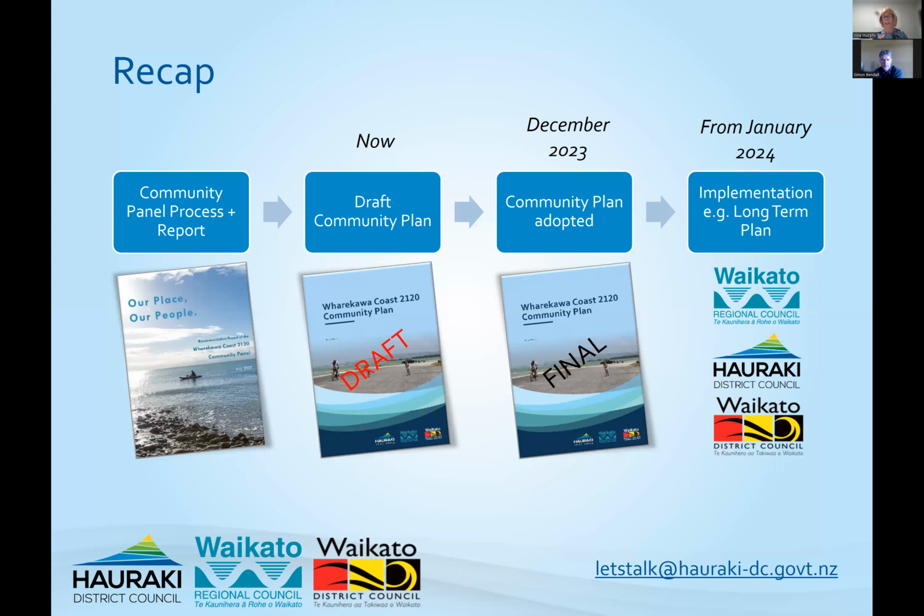So once the feedback has closed, we will be collating all the information that we receive, and the joint working party will be considering that feedback and then possible changes to the plan. So they will then make a recommendation to the 3 partner councils to adopt the plan, and that's likely to be at the end of this year. So all going well, if the plan is adopted, then we come to the implementation of the actions.